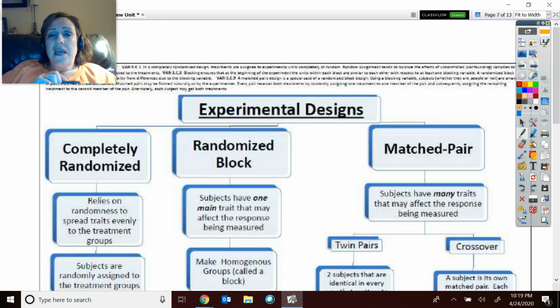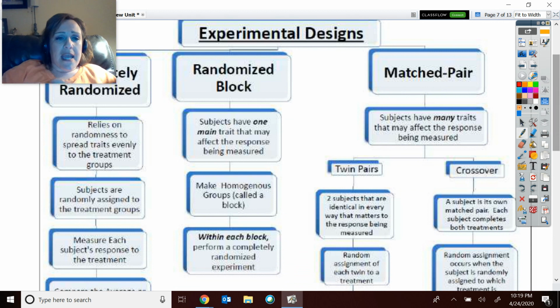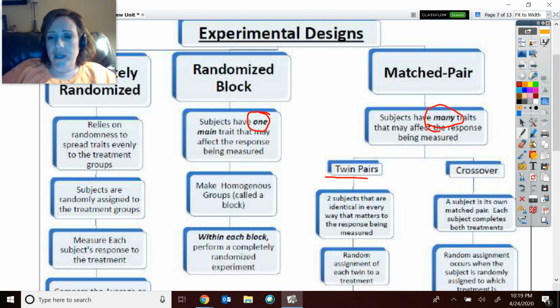And if you're a visual person or you just want to see it all laid out, here it is. I think this is a very helpful map. Here's our completely randomized design. Read through these. I really want you to read through these. Randomized block, they have that one main trait. Matched pair have many traits, and they can be twins or crossover, and so on. So take a few moments and read through that thinking map.